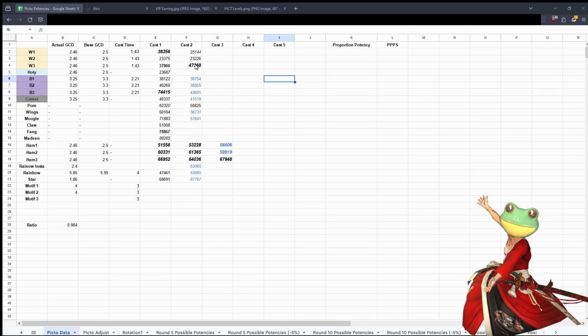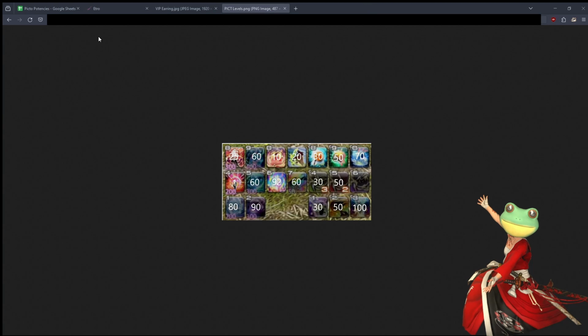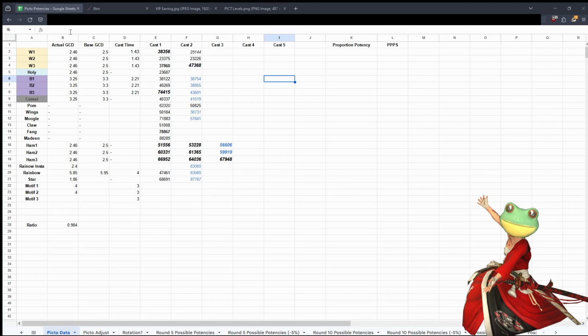It's also worth noting for people that are less familiar, you can tell what is and isn't a crit by the text. Normal hits are very thin, direct hits are slightly emboldened, crits have an exclamation mark, and direct hit crits have many exclamation marks and are much bigger. You can tell visually whether something's a crit or direct hit.